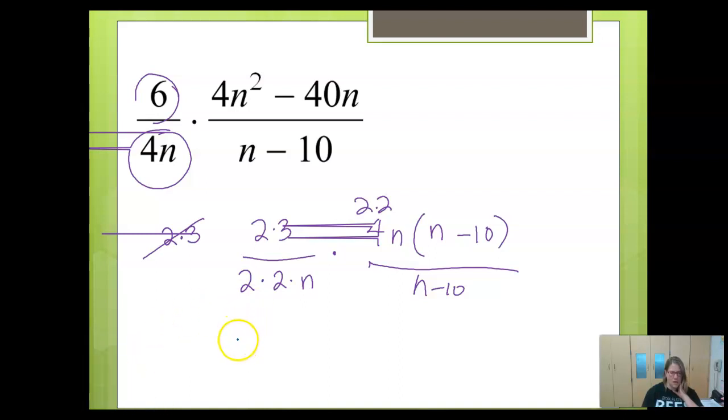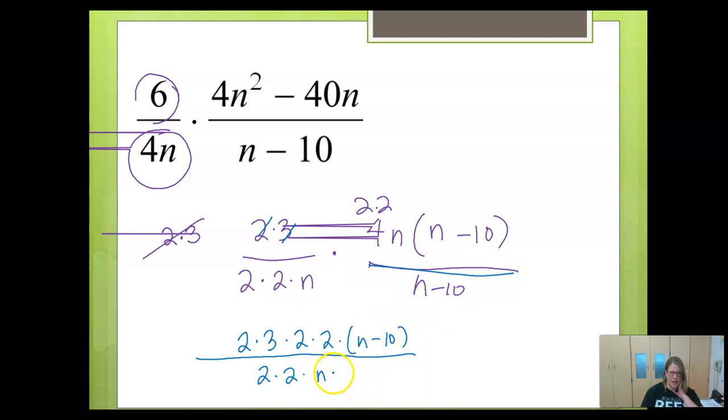So 2 times 3, that's this 2, this 3, and we have times 2 times 2, and then times n minus 10. On the bottom we have 2 times n, and then we have this n minus 10. Remember, that's grouped together because of this symbol right here, so we're also going to put parentheses around that. So now I see that the n minus 10 can cancel, 2 of the 2's can cancel, and that's it.